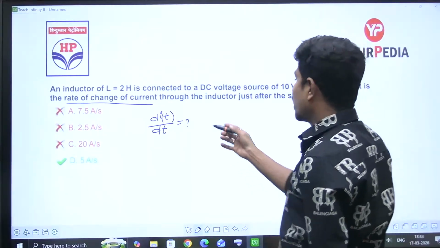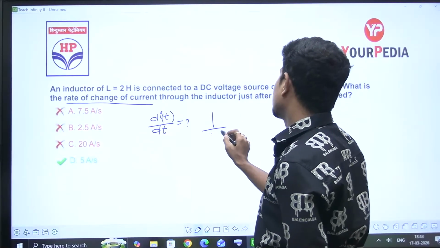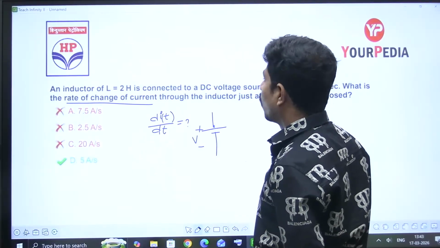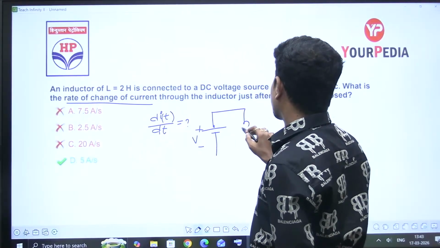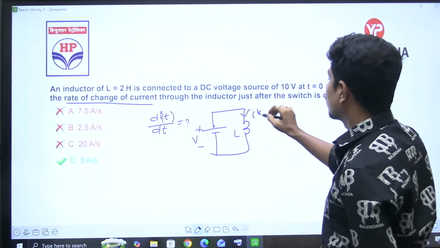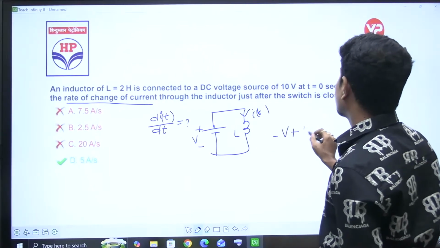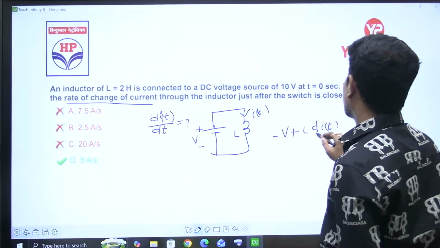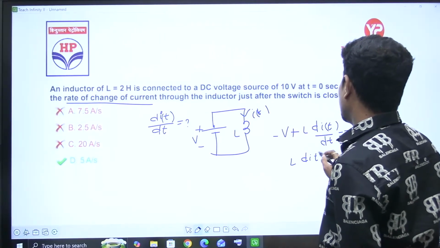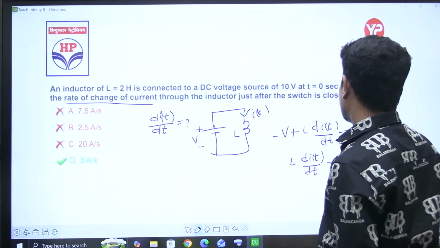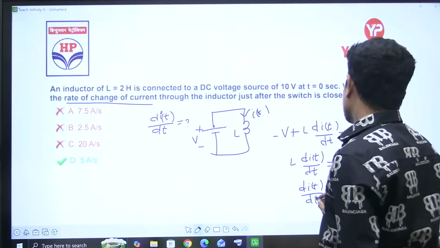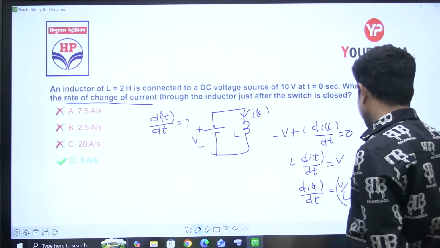Now, take a DC voltage source. This is plus minus V. To the inductor it is connected, right? Then the current that is flowing is i of t. Write the KVL: minus V plus L di of t by dt is equal to 0. So from this one, L di of t by dt is equal to V. So di of t by dt is equal to V by L.